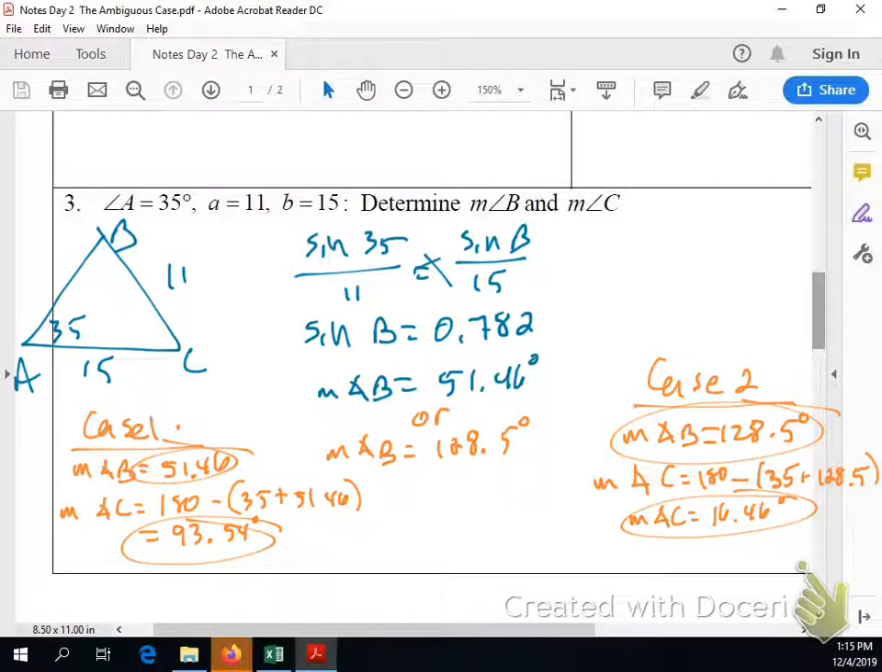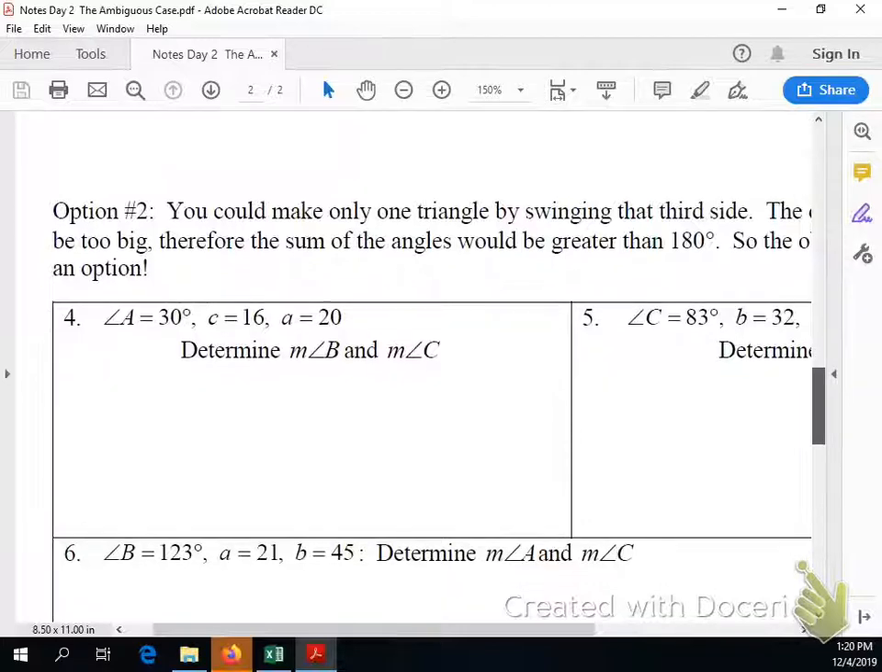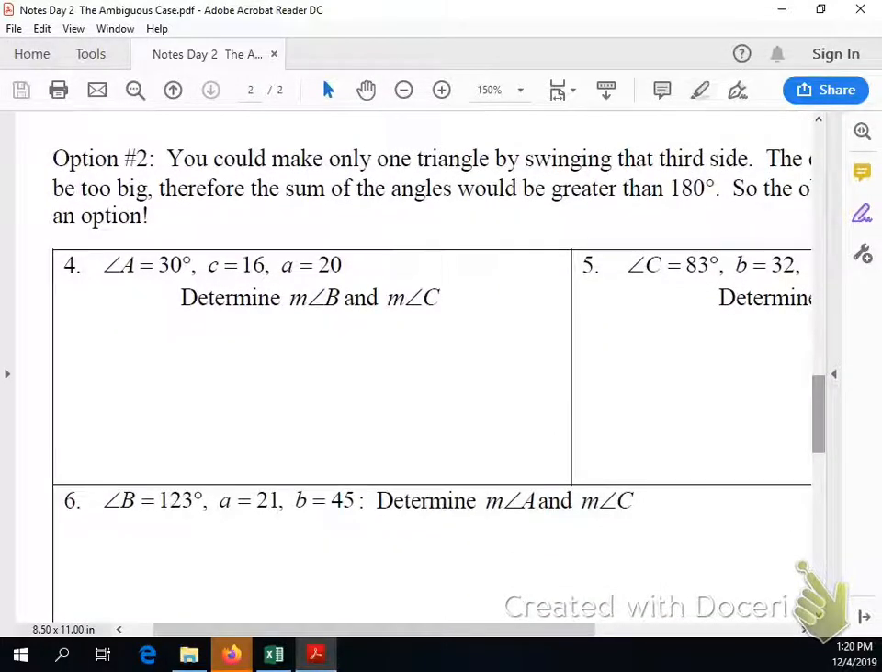Okay, did you get this? So the first case, the measure of angle B is 51.46 degrees, and the measure of angle C is 93.54. The second case is when the measure of angle B is 128.5 degrees and the measure of angle C is 16.46. Hopefully you did. If not, definitely find some time to come in here and let's sit down and figure out why not. Now, there are a couple of different situations that might happen. So that's one where we have two different possible angle measures, and we have to consider that that's a possibility.